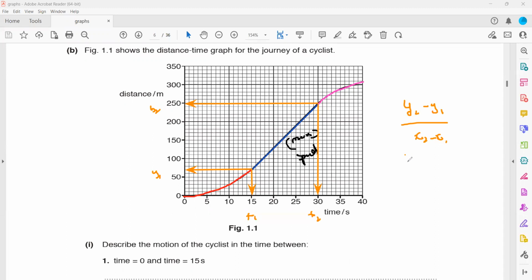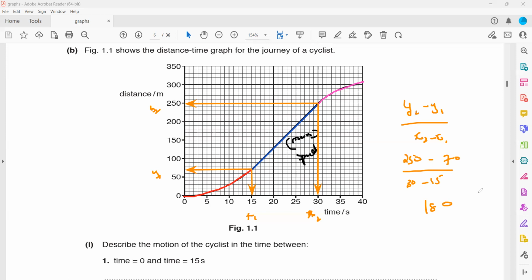So y2 is how much? 250. y1 is 70. And x2, this is x2, which is 30. And x1 is 15. So we simplify. This will be 180 divided by 15. So 180 divided by 15 will give us the maximum speed.